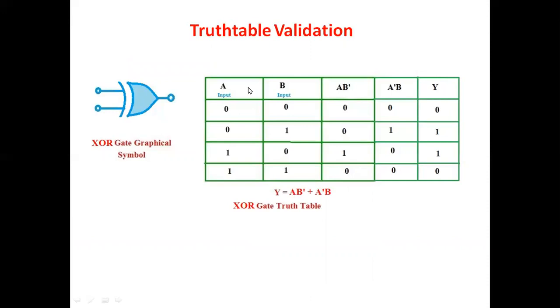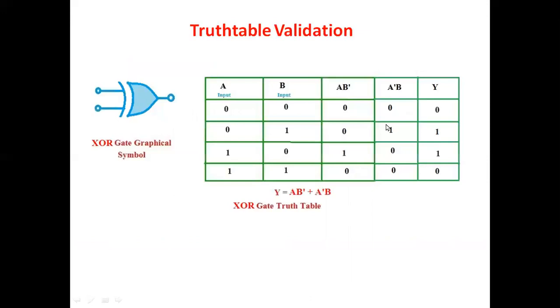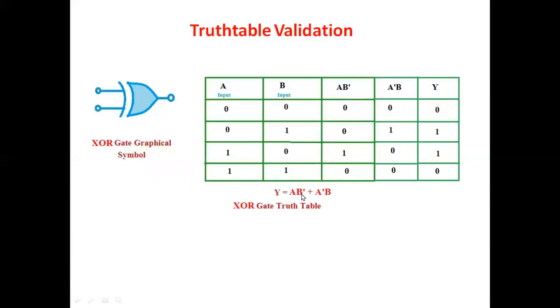Truth table validation. Here I have two columns as A, B, and the third column is A B bar, the fourth column is A bar B. I'm going to perform OR operation between these two and try to verify whether I'm going to get this output or not. This is A B bar and it is A bar B. When I perform OR operation between them, 0 OR with 0 is 0, 0 OR with 1 is equal to 1, 1 OR with 0 is equal to 1, 0 OR with 0 is equal to 0. Yes, XOR truth table is equal to the truth table of A B bar plus A bar B.